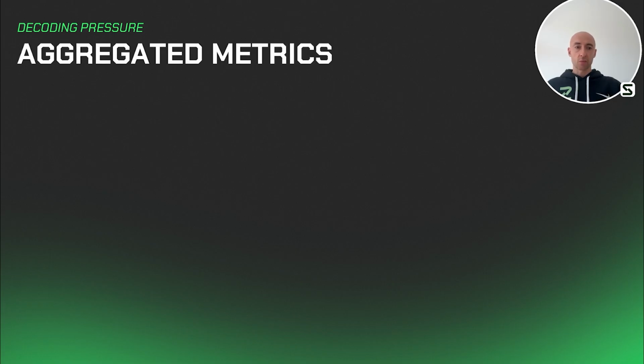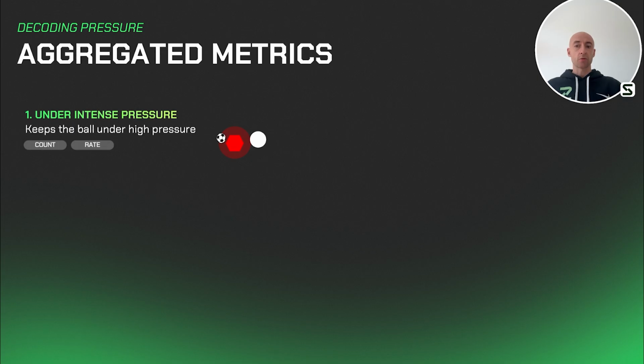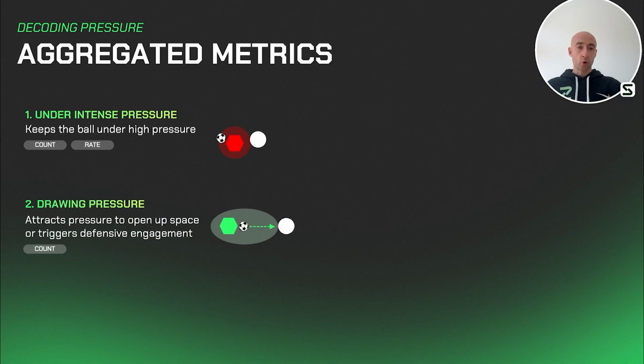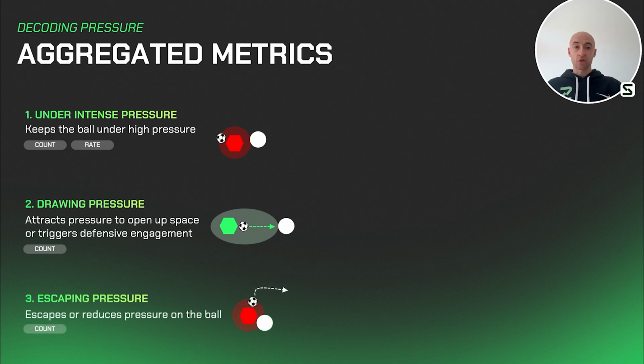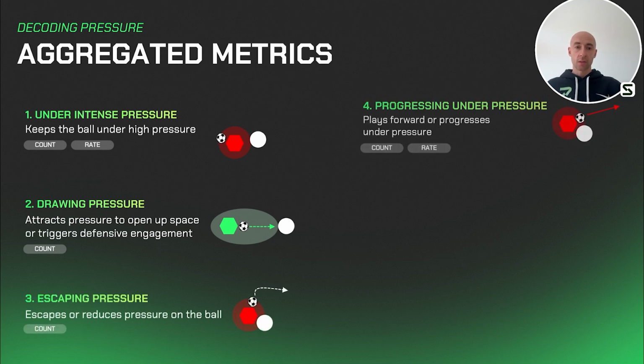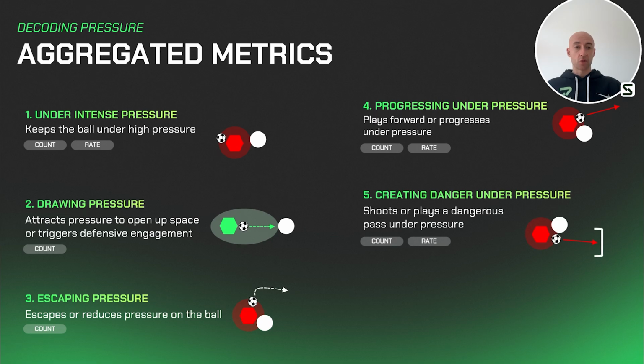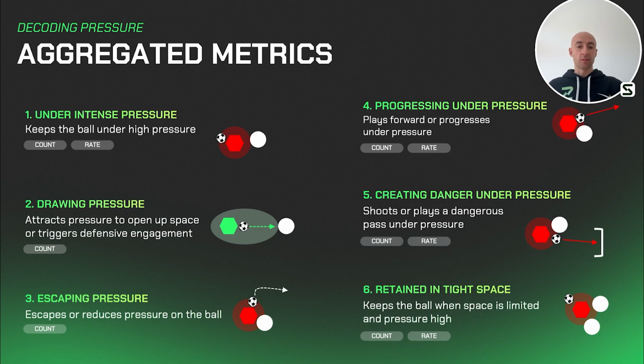Now, through these metrics, we can actually understand different behaviors under pressure. Are players able to keep the ball under intense pressure? How often does this happen? Do they draw the pressure, therefore attracting the defender to open up space and triggering defensive engagement? Do they escape the pressure while receiving under high pressure? Do they progress under pressure, playing forward and helping the team advance? Do they create danger by shooting or playing dangerous passes under pressure? And are they able to retain the ball in tight space under pressure?